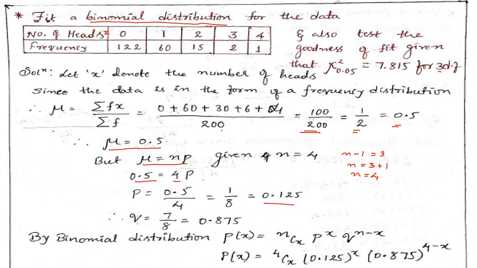Once you have the value of p, we can find the value of q. q is nothing but 1 minus p. So 1 minus 1 by 8 will give 7 by 8, which in decimal is 0.875. By the binomial distribution we have the formula P of x equal to nCx p power x q power n minus x. You know n, p and q, so just substituting those values, that becomes 4Cx 0.125 power x into 0.875 whole power 4 minus x.